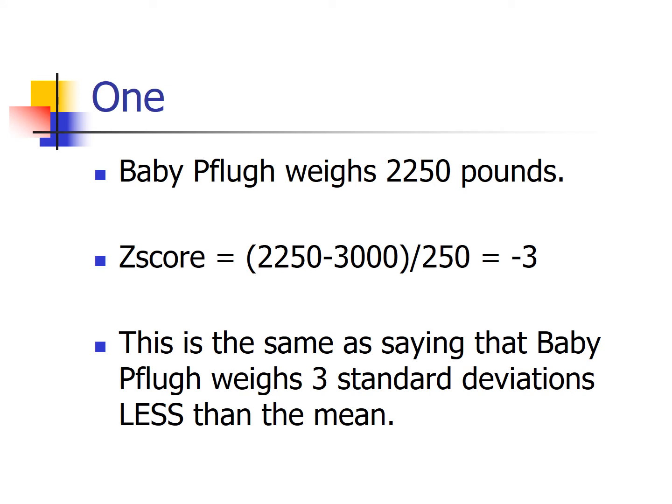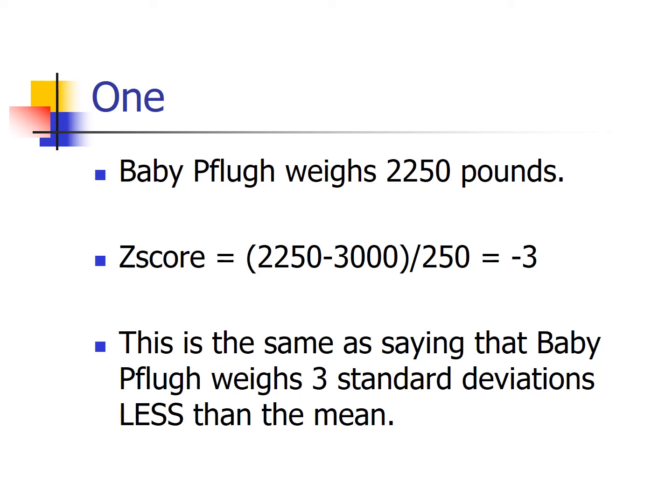The first is baby Flug. Baby Flug weighs 2,250 pounds. Let's find her standard score, or her Z-score. Well, that's just x minus mu divided by sigma. It's 2,250 minus 3,000 divided by 250. If I do that in my head or in my calculator, I get the number -3.